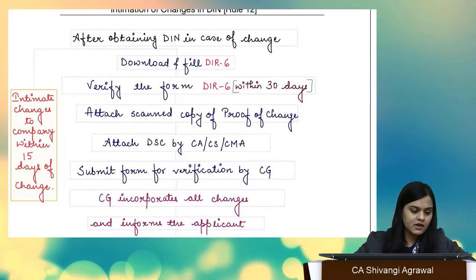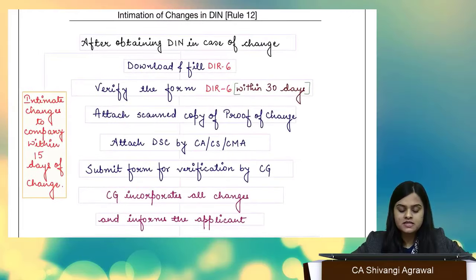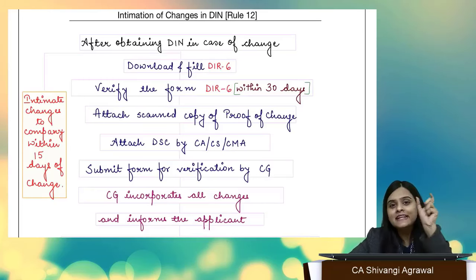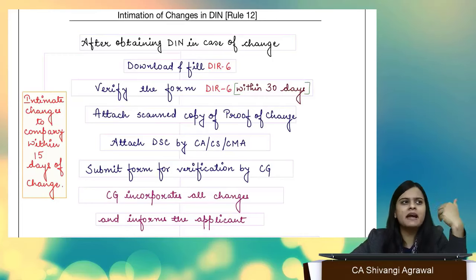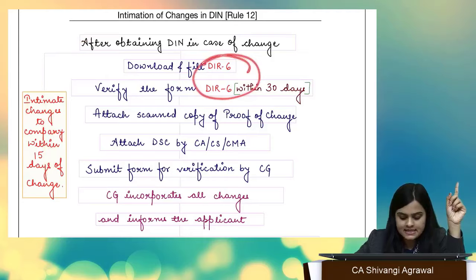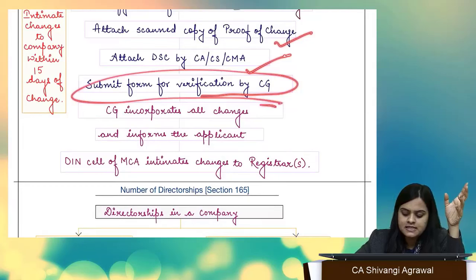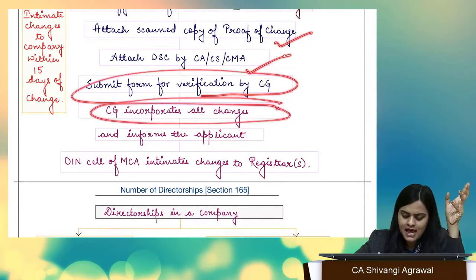Fine. Okay, ma'am. We also have another rule, Rule 12, which talks about changes in details. Whenever there is any change, not in the DIN exactly but in our details, maybe my address has changed, it is my duty to intimate the company within 15 days. Moreover, I file DIR 6 and attach the proof of change. It is verified, that is, the DSC of a CA, CS or CMA is attached. I submit the form for verification.